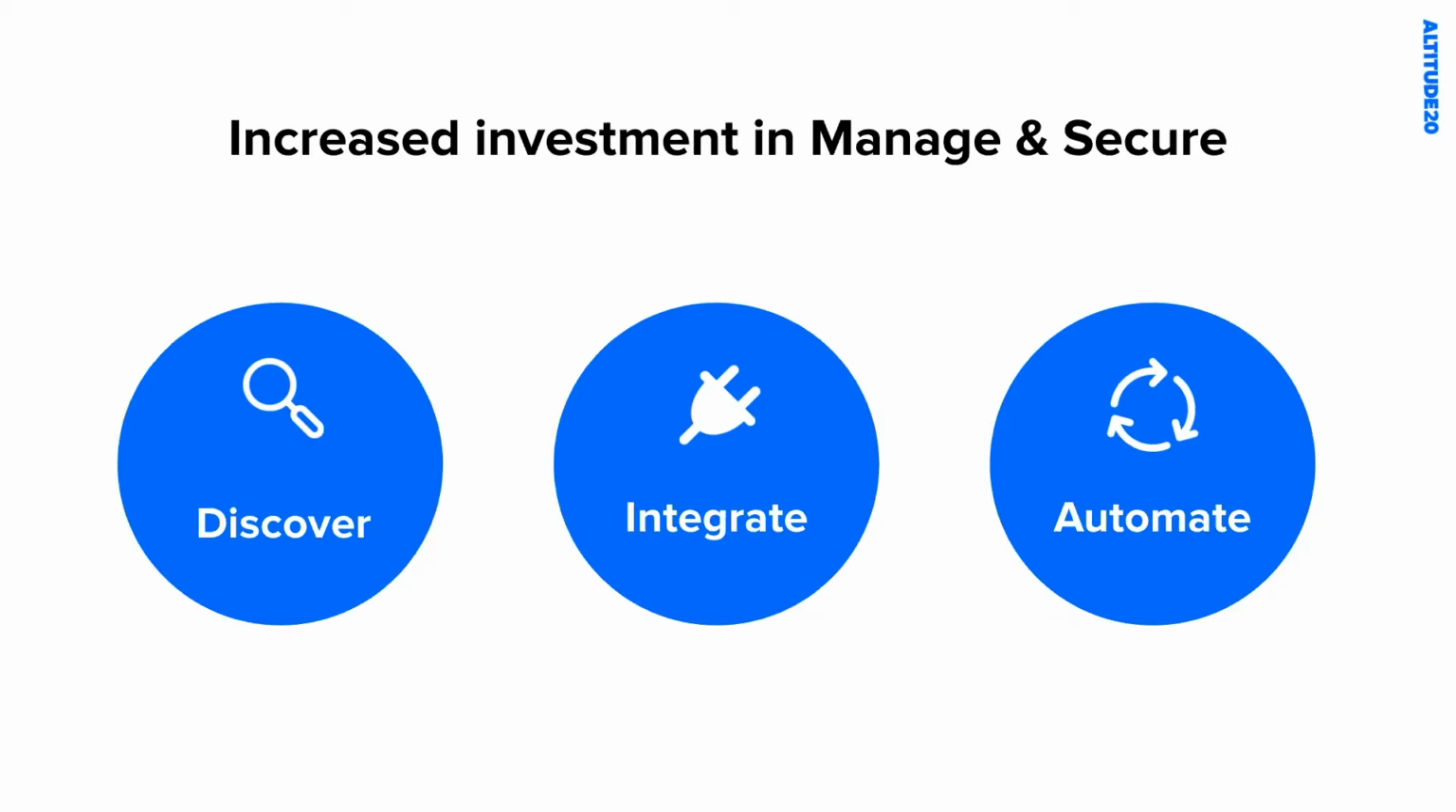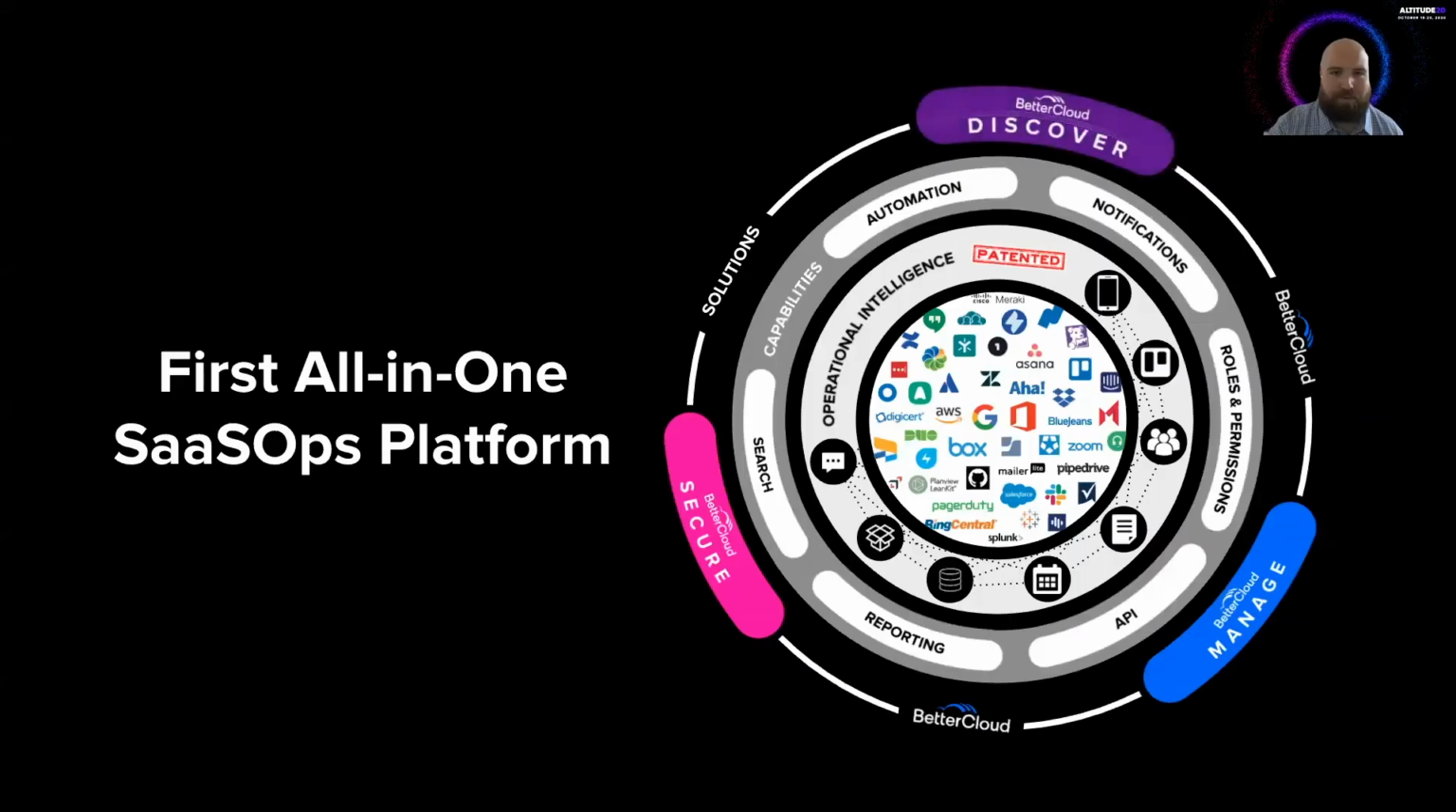Second, increased support for your most commonly used apps, from tools to people and processes. Every company is a little bit different. We want to ensure that we can help you maximize the management and security benefits you're getting from BetterCloud by expanding our catalog to more systems than ever. And finally, streamline management through automation. The integrations themselves are only as strong as the monitoring and remediation that backs them. The result is the first all-in-one SaaS ops platform.